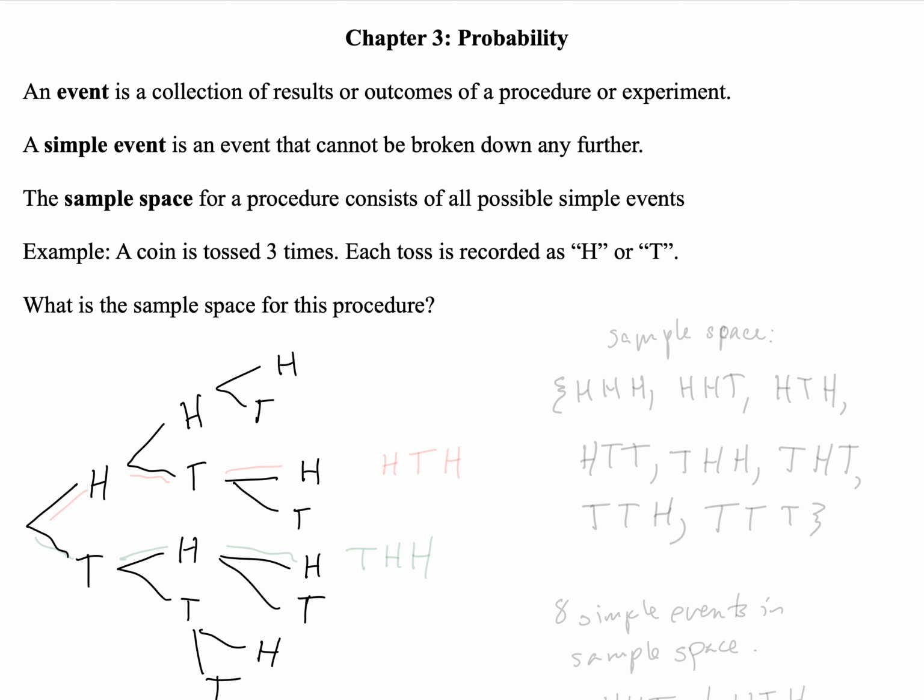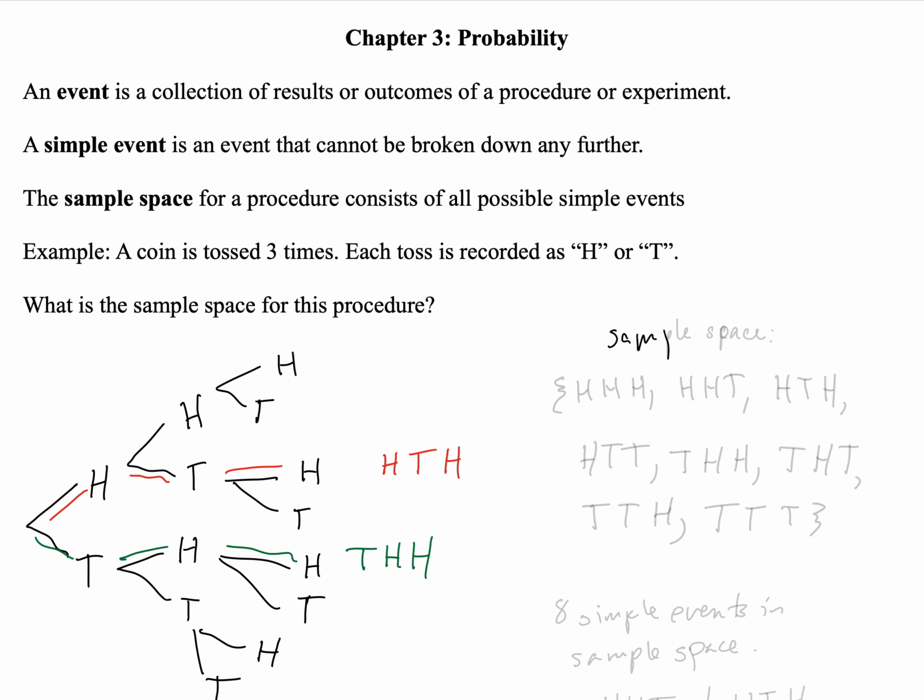So if we think about following a branch all the way through, each of the individual branches corresponds to one simple event. This first one would be that the first toss was a head, the second toss was a tail, and the third toss was a head. Whereas a different branch, like say this one, corresponds to the simple event that we had a tail and then a head and then another head.